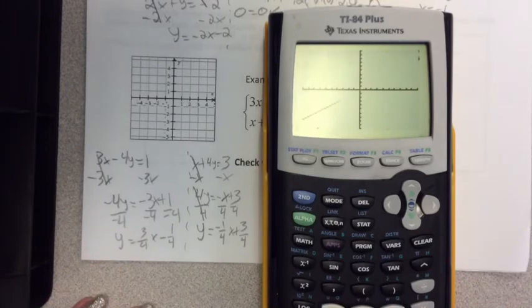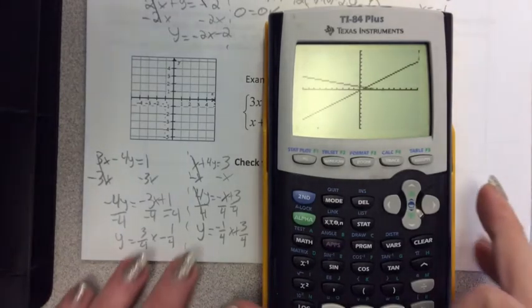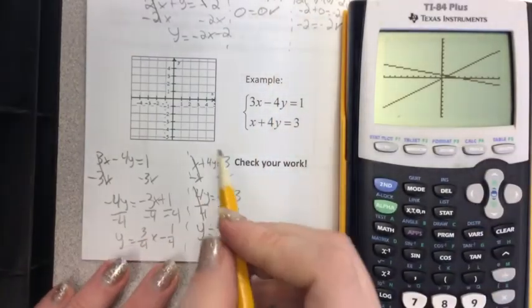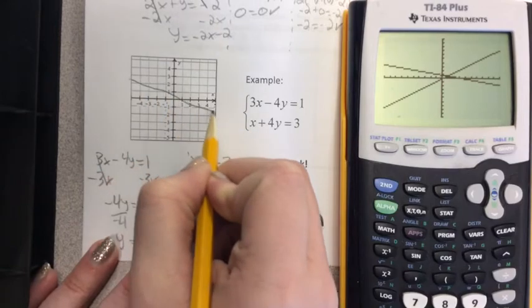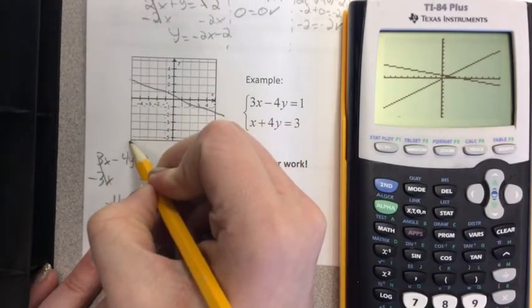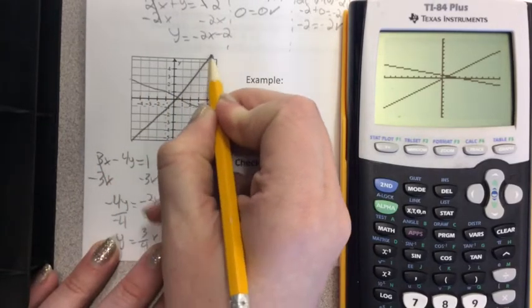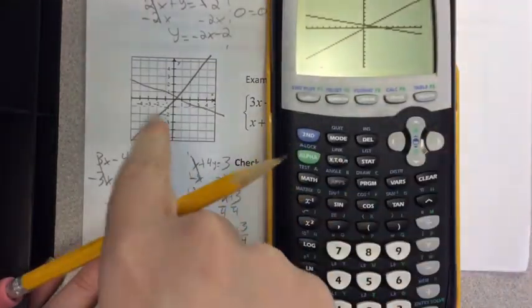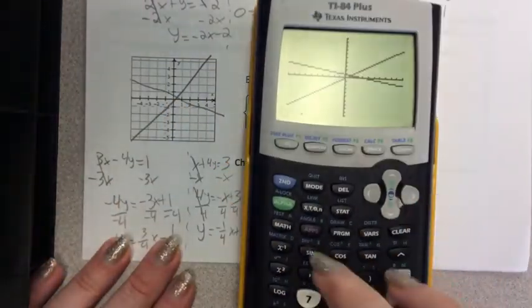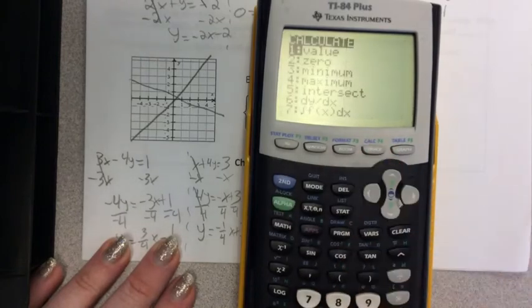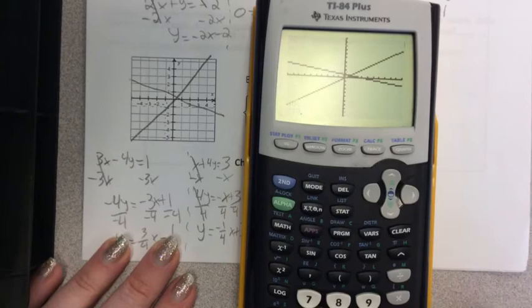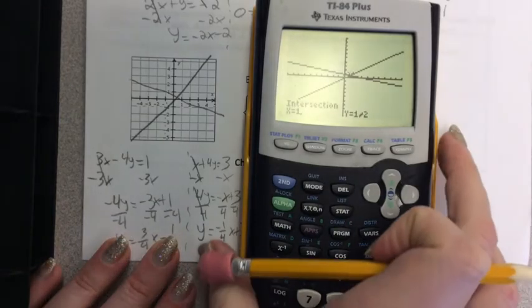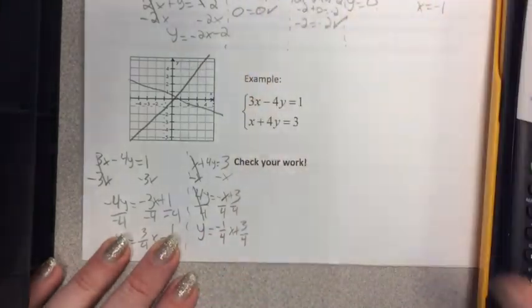Alright, so there's my graph. And I'm going to, again, draw that as best as I can on this picture. Alright, so again, I'm not really sure where that intersection point is, so I'm going to use second trace and then number 5 for intersect. Hit enter 3 times. And then it tells me it's 1 and 1/2.